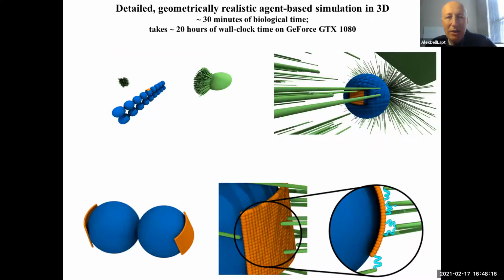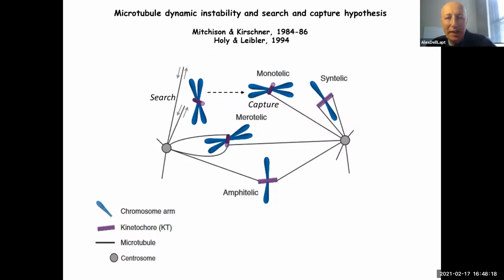So let me show you one of the previous slides. Here's what I mean by accuracy. The cell wants the so-called amphitelic attachment. It wants the chromosome to be at the equator with two sister kinetochores bound to two opposite poles. So then when the cell is ready to divide, one chromatid will be pulled this way, another that way.